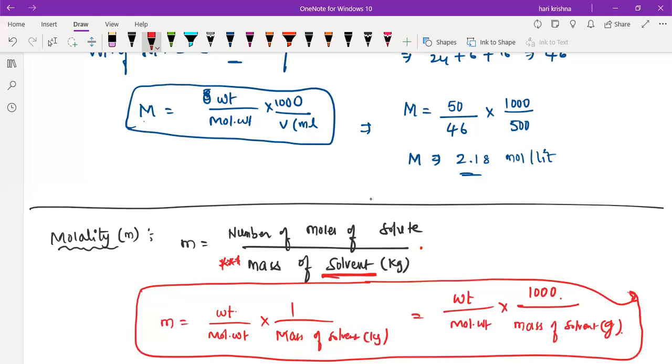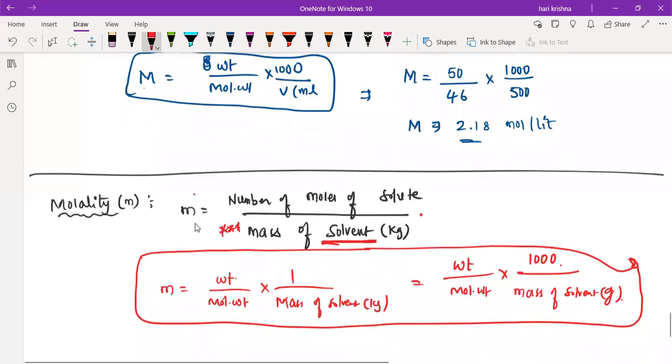Clear now? So molality is equal to weight by molecular weight into 1 by mass of solvent in kg, or else weight by molecular weight into 1000 by mass of solvent in grams. That is molality. Is the formula clear?